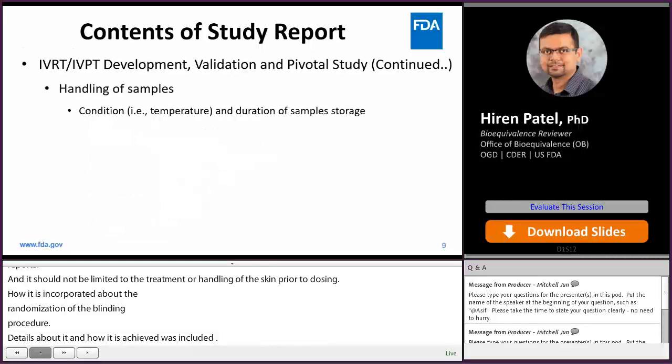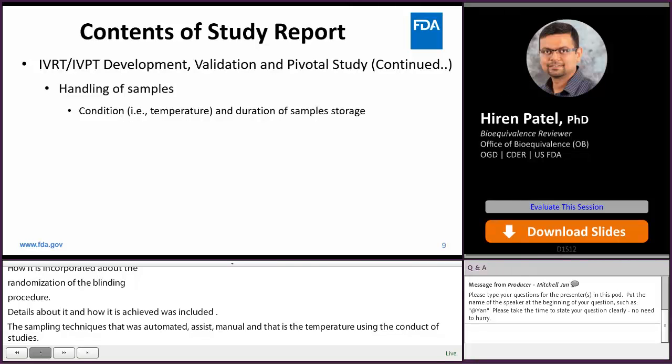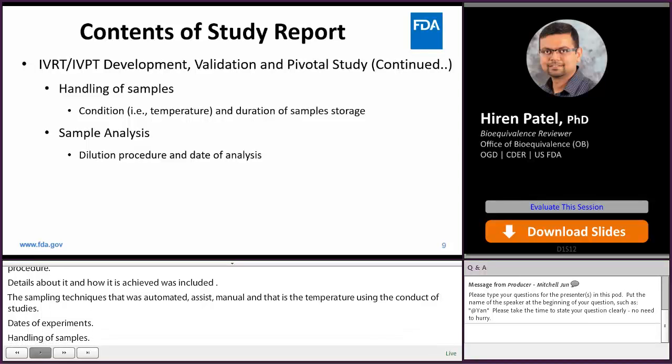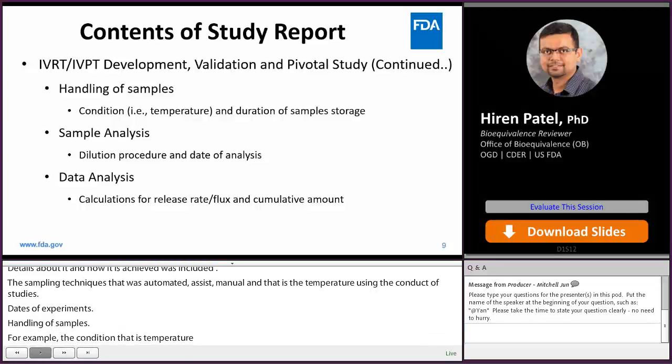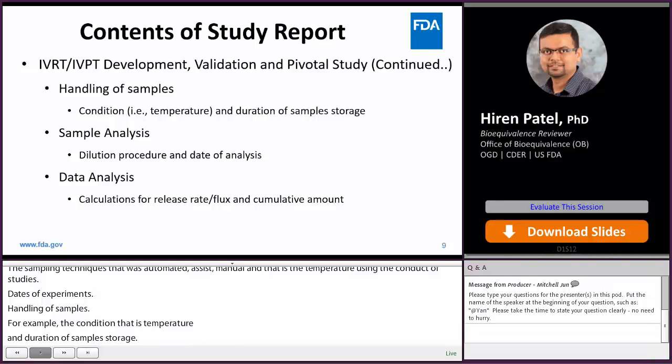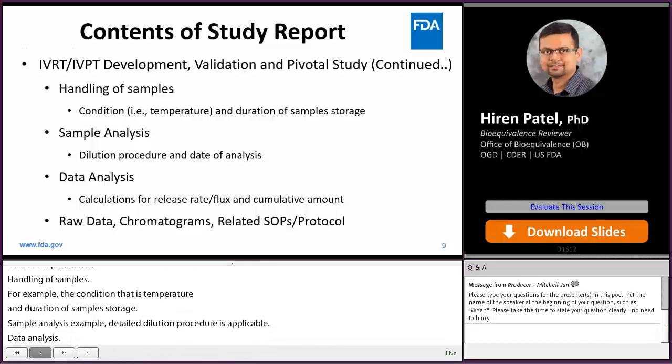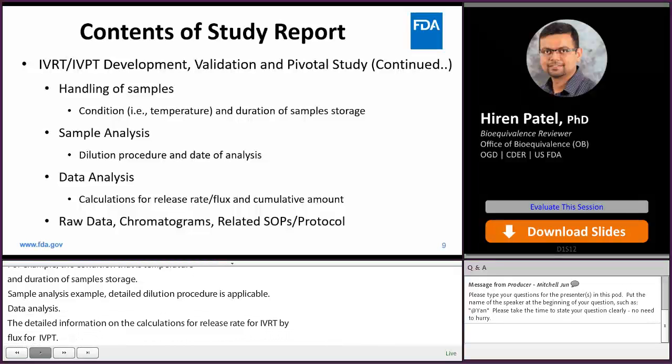handling of samples, for example, the condition, that is temperature and duration of sample storage, sample analysis, for example, detailed dilution procedure as applicable, data analysis, the detailed information on the calculations for release rate for IVRT, while flux and cumulative amount for IVPT, as well as the raw data, chromatograms, related SOPs, and protocols as applicable. What we have discussed so far is about the common observations, and now I'm going to focus on IVRT and IVPT studies individually.